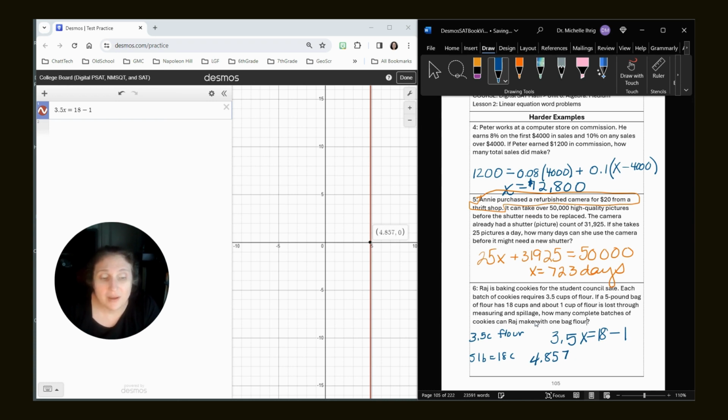Making 0.857 of a batch isn't correct. And why I made this is because oftentimes we train you to round up. And so this could very well be a student response question. And you might say, oh, it's 5 because I'm rounding up, but he doesn't have enough to make 5 full batches. Raj only has enough to make 4 batches.